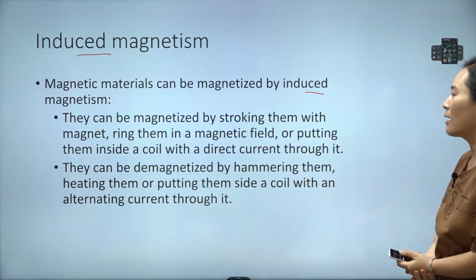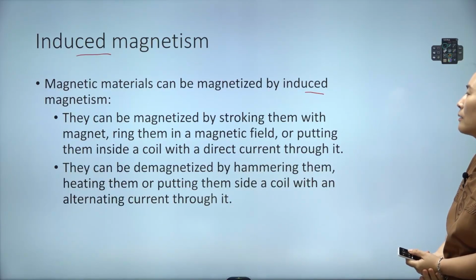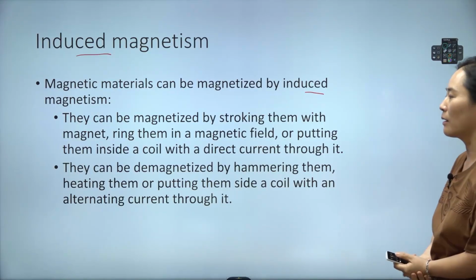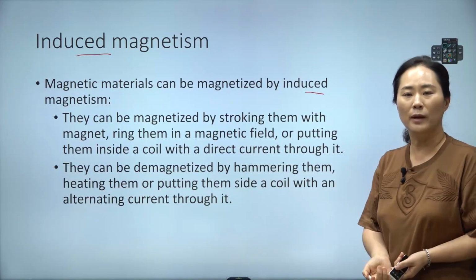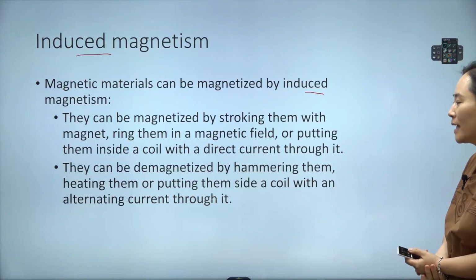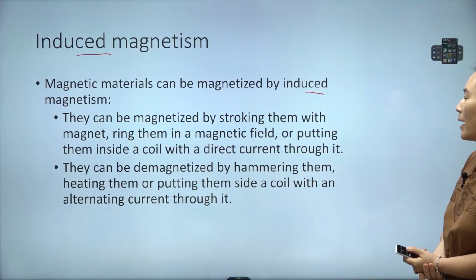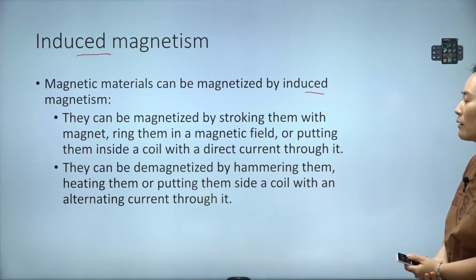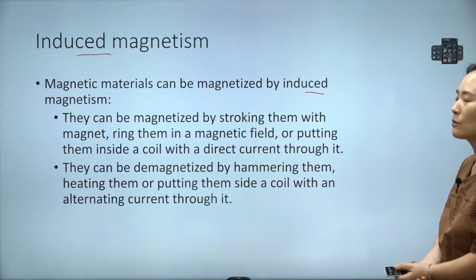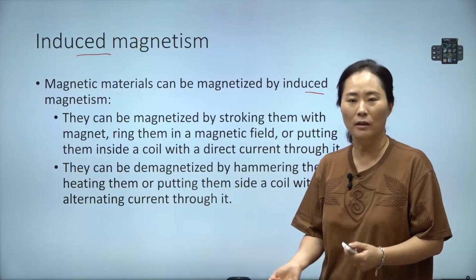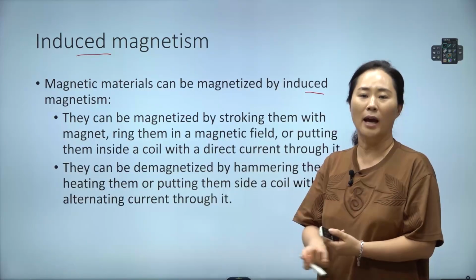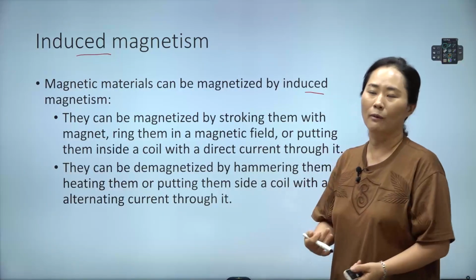They can be magnetized by striking them with a magnet, placing them in a magnetic field, or putting them inside a coil with a direct current through it. So there are multiple ways we can do it. They can be demagnetized by hammering them, heating them, or putting them inside a coil with an alternating current through it. That means once it is magnetized, because this is temporary, not permanent, we can always demagnetize it the opposite way of what we did.